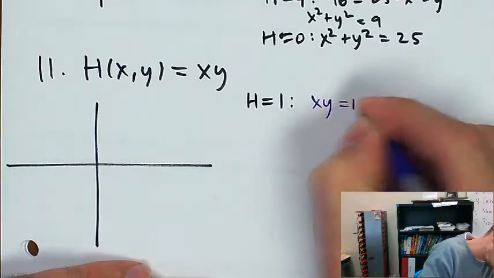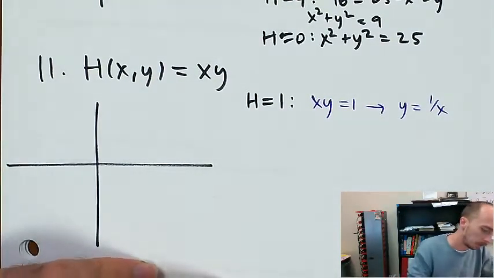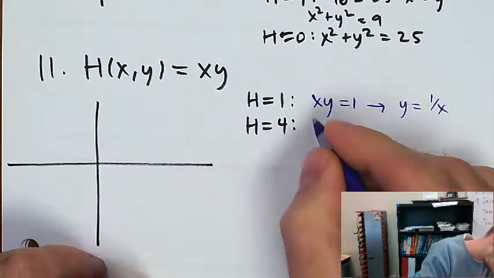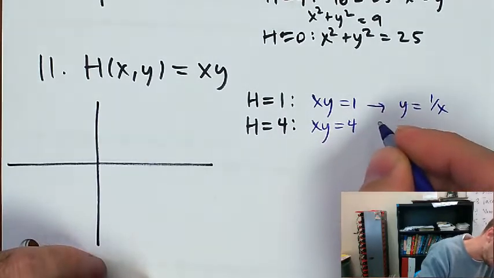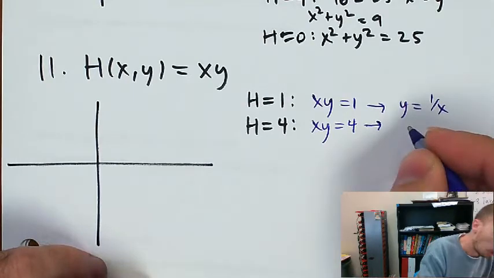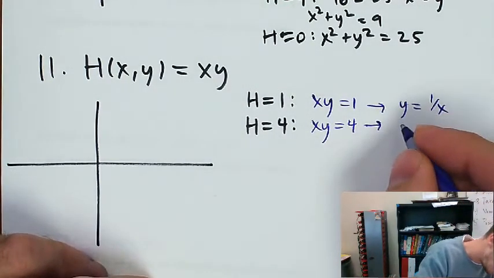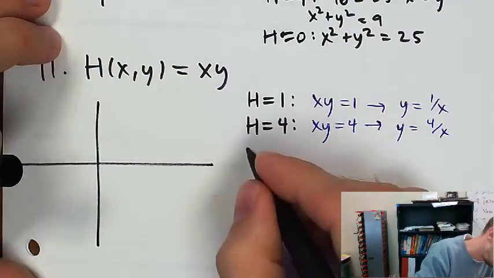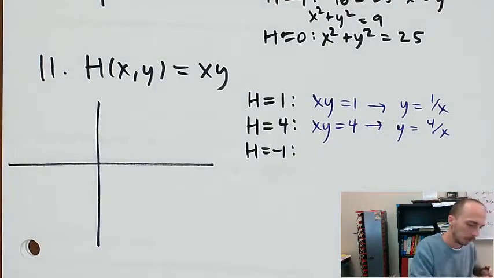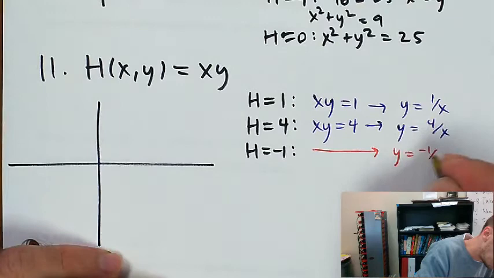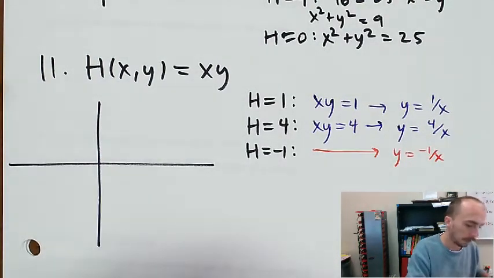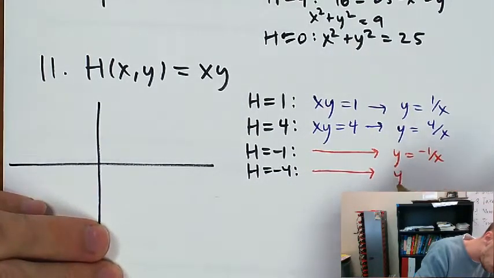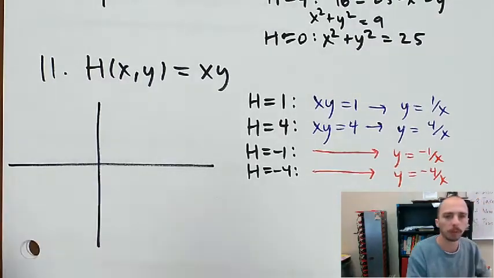So for h equals 1, x times y equals 1 gives me y equals 1 over x. I might also say h equals 4, that would be x times y equals 4, which will be y equals 4 over x. I'll also do h equals 0, because that will be different. If h is equal to -1, we know how this is going to go. It's going to be y equals -1 over x. And if h was equal to -4, y equals -4 over x. We kind of know what these curves look like. We have some experience with them.